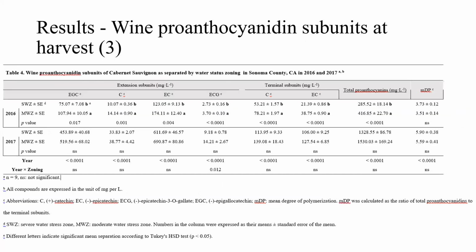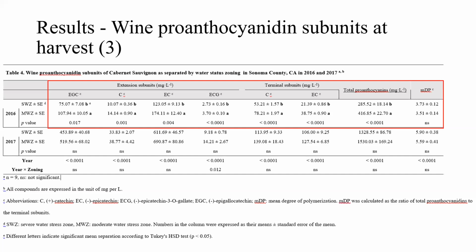For proanthocyanidins, which is the condensed tannins, similar results were observed. In 2016, all the extension and terminal subunits were higher in moderately water stress zone than severely water stress zone. The amount of total proanthocyanidins were also higher in moderately water stress zone. And there was no difference in mean degree of polymerization between the two zones.